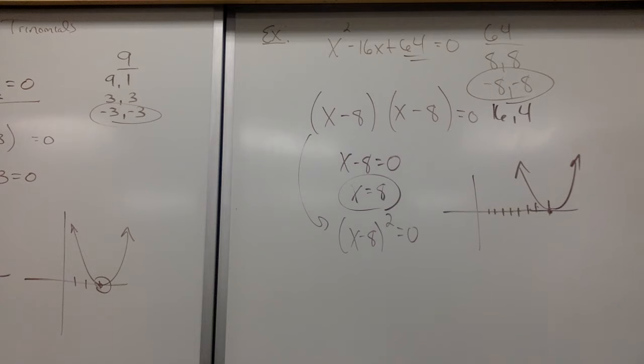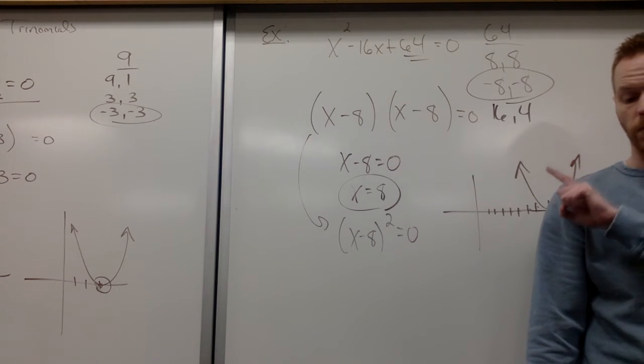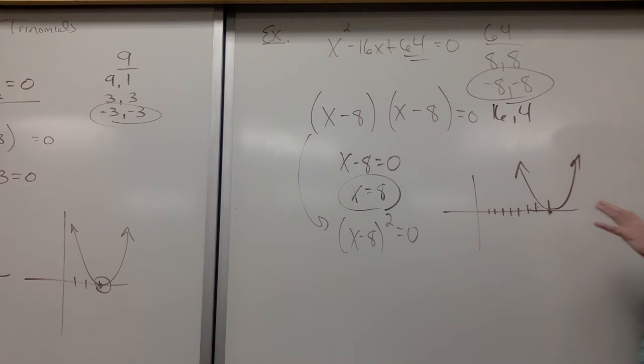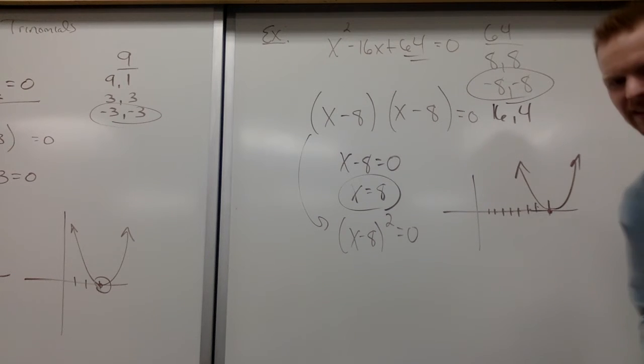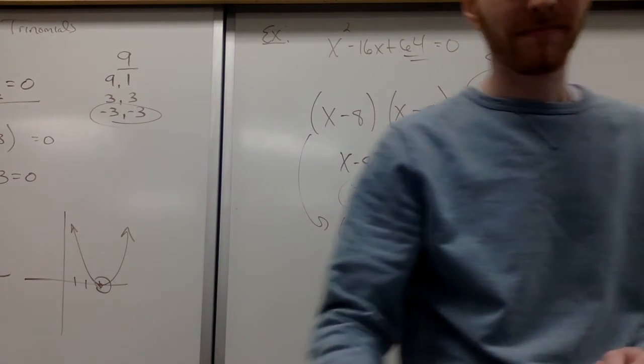So not only does factoring allow us to find solutions, it can also help us to graph it using some basic transformation ideas. Okay? So those are perfect square trinomials. Now, what if they're not perfect squares? Uh-oh. What does that entail? Well, it gets interesting.